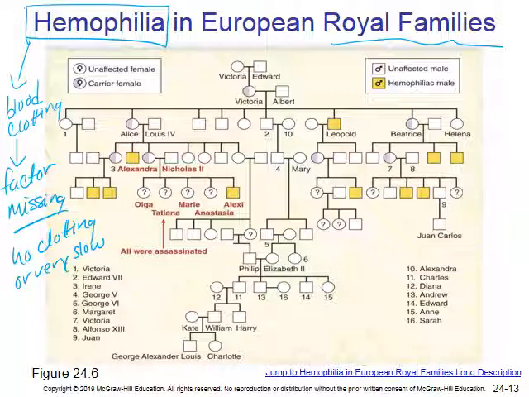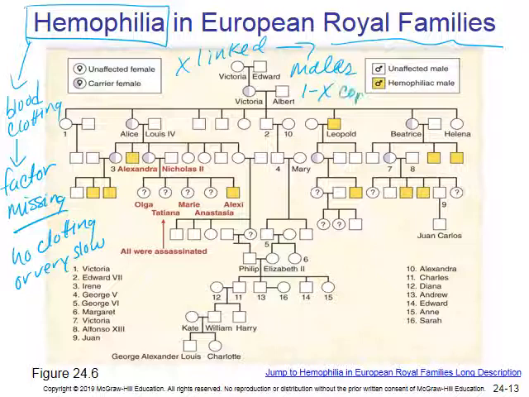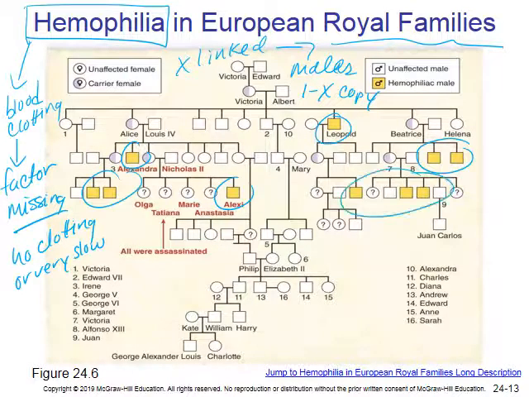And something to notice, because this is X-linked, and we said X-linked mostly affects males because they only have to have 1 X copy to have the disorder. So you can look at this pedigree and see that all of the males were affected.